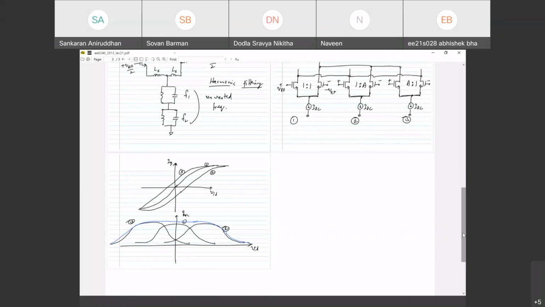Okay, now the point is you can bias that characteristic, just like we saw that IOD versus VID passes through the origin. But it is possible to move that characteristic to the left or to the right, by changing the size of the device as well as the bias voltage at the gate of the device.